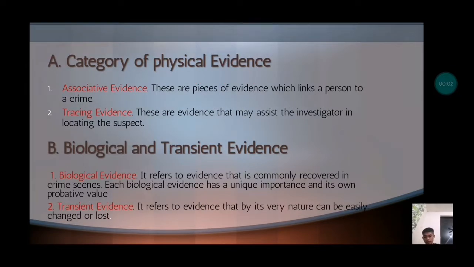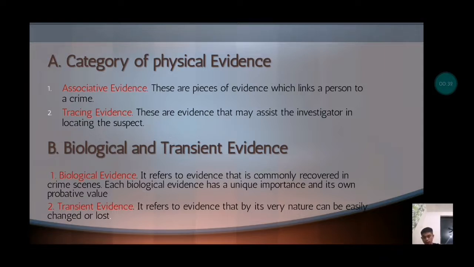The next is the category of physical evidence. Number one is associative evidence. These are pieces of evidence which link a person to a crime. The offender may leave clues at the scene such as a weapon, tools, garments, fingerprints, or foot impressions. Broken headlight glass found at the crime scene in a hit and run. Wearing apparel of the offender and other articles of value may be recovered at the rape scene.